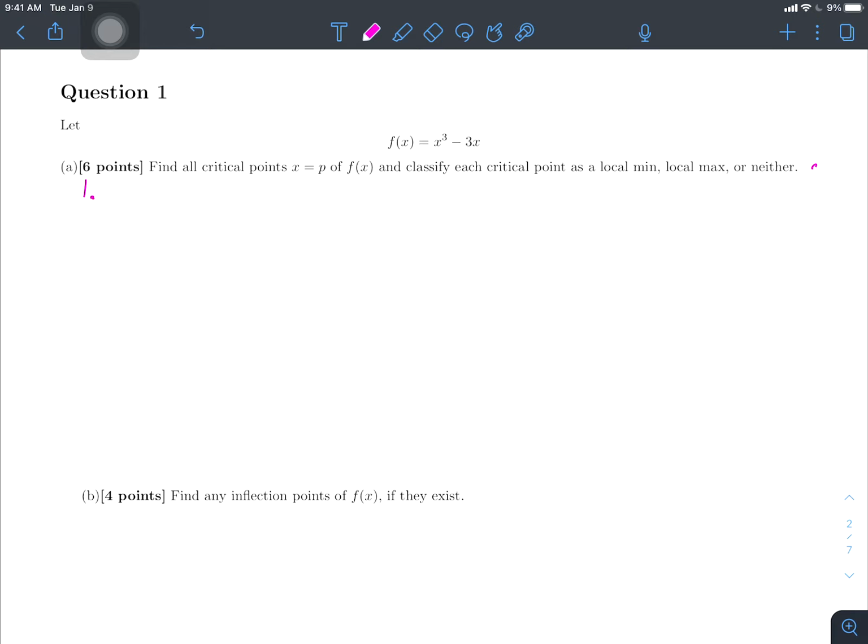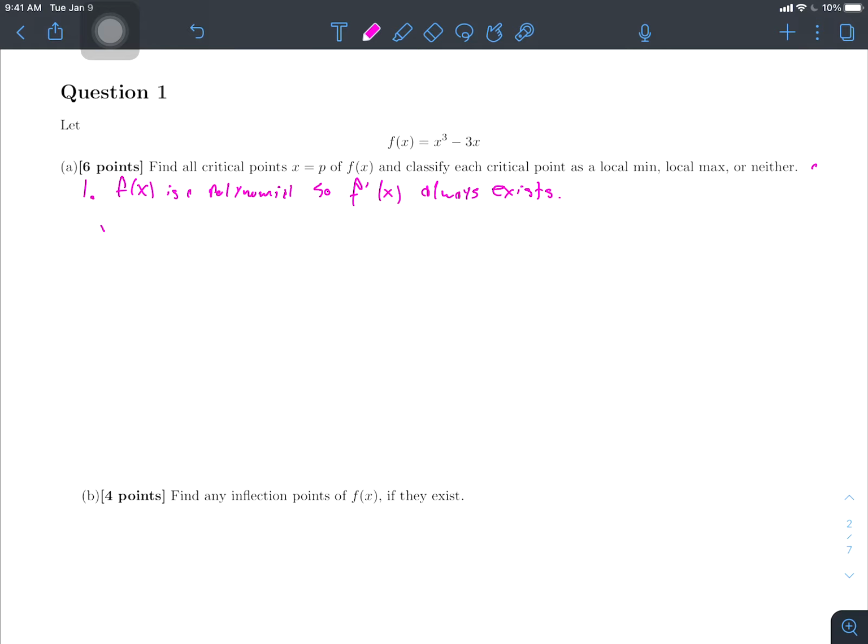The first thing I'm going to say is that f of x is a polynomial, so f prime of x always exists. I can tell it's a polynomial because the powers here are integers and non-negative. So I don't need to worry about the situation where I have a critical point that's caused by the fact that the derivative does not exist at that point. So I just need to check for the places where the derivative is equal to 0.